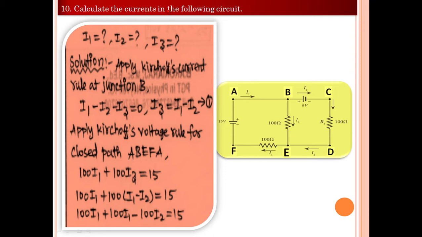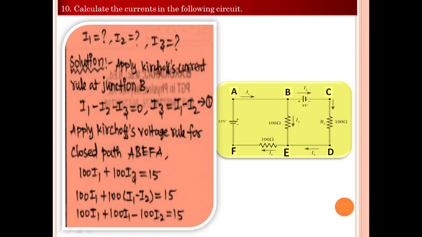Calculate the currents in the following circuit. This is an application of Kirchhoff's rules. Apply the Kirchhoff rules in this circuit. The solution is to find the values of currents I1, I2 and I3.